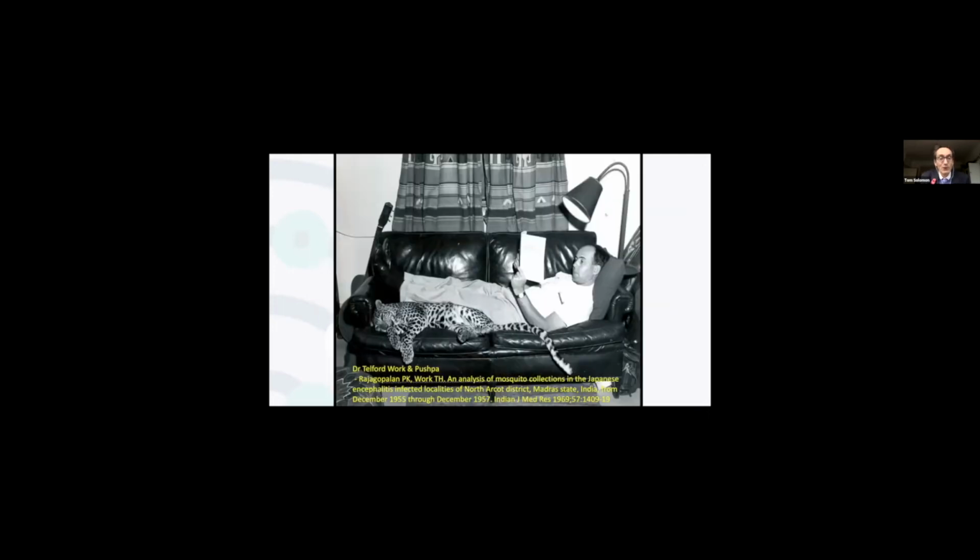Anyway, those guys were very busy. Here, I like this scientist who was less busy. This is a guy called Dr. Telford with his pet, is that a leopard? Pushpa. And you can see he only produced one paper, but he certainly enjoyed his time in Asia. And I'm pleased to say I enjoyed my time in Asia. I did manage to produce more than one paper.